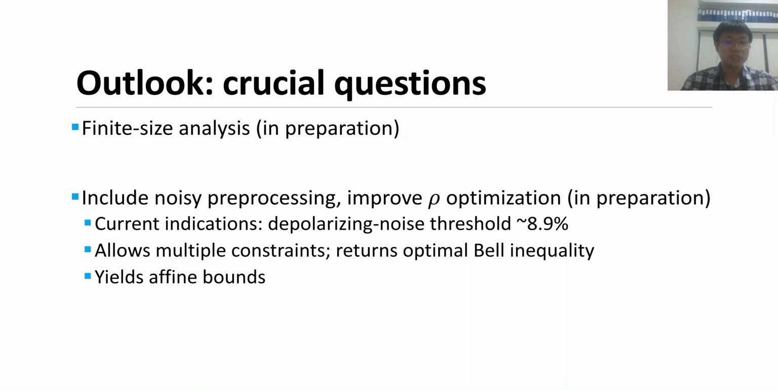Other benefits of this approach include the fact that it allows you to impose multiple constraints instead of just one inequality, such as the CHSH inequality, and it will also tell you a single Bell inequality that certifies the same entropy as the multiple constraints. In the theoretical aspect, this approach also has the benefit that it yields affine bounds on the conditional entropies. So this is useful for the finite size analysis if we are going to do it based on the entropy accumulation theorem.